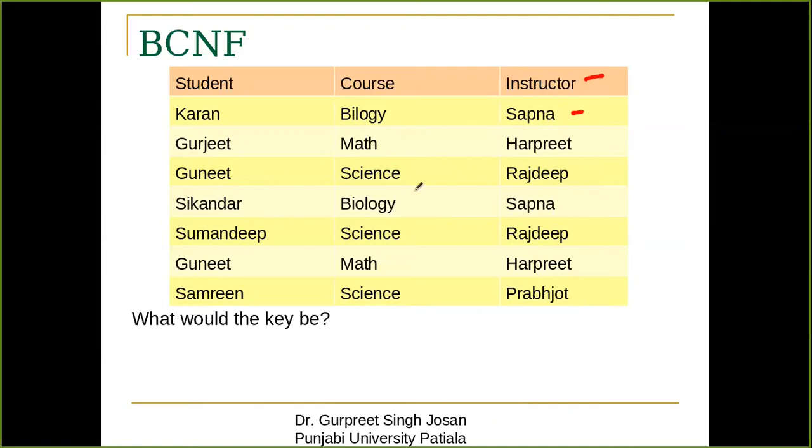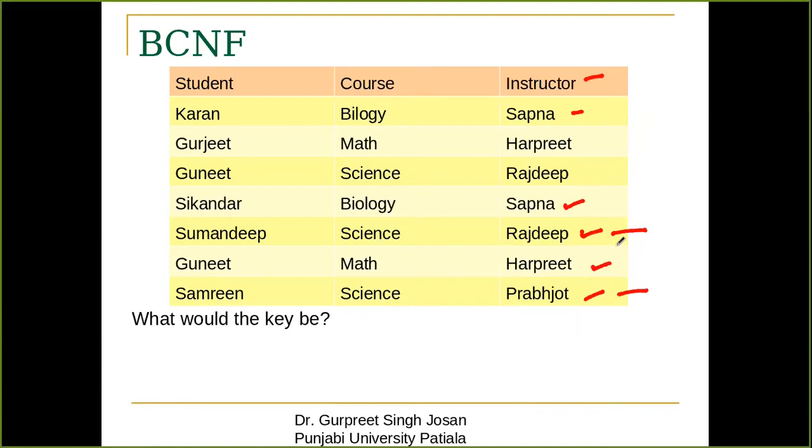Similarly, Sikandar is also studying biology, because one of the teachers of biology is Sapna, so I can write Sapna here. Then Sumandeep is studying science, and Rajdeep is the instructor who is teaching the science. Guneet is also studying math, and Harpreet is the teacher of the math. Samreen is also studying science, and Prabjot is the teacher of science. So you can see, for science we have two instructors, one is Rajdeep and one is Prabjot. And for math we have Harpreet as instructor, and for biology we have Sapna as an instructor. So this is one of the dummy tables that is representing this particular scenario.